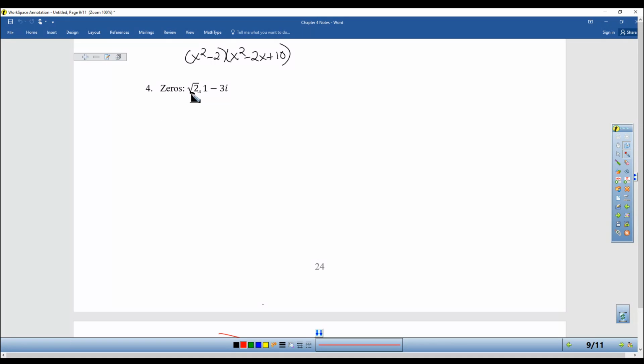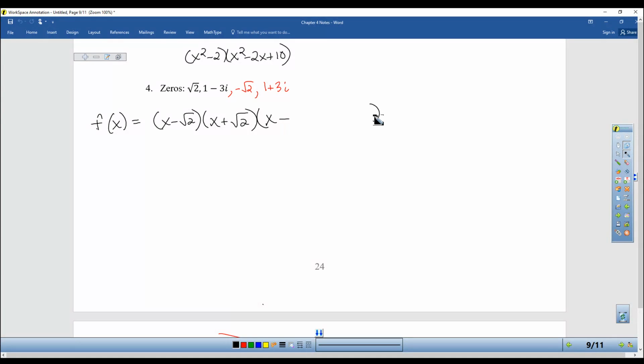Okay, so a little review from the other day. The other 2 zeros, if positive square root of 2 is a 0, then negative square root of 2 is a 0. And then from today, if 1 minus 3i is a 0, 1 plus 3i is a 0. So this is going to be a big equation. I'm going to start over on this side. x minus the square root of 2, x plus the square root of 2.